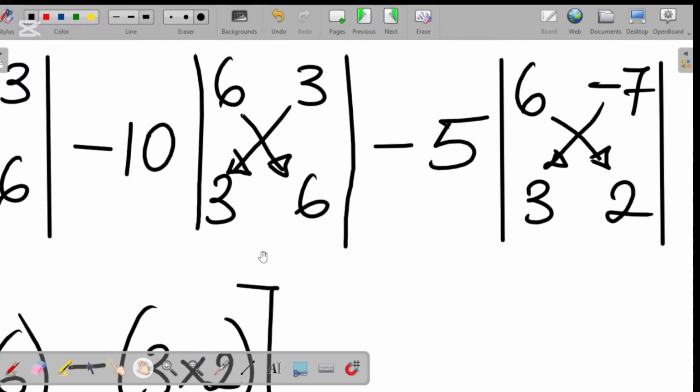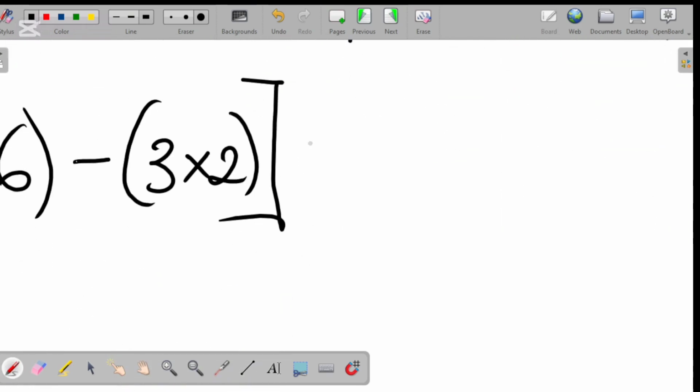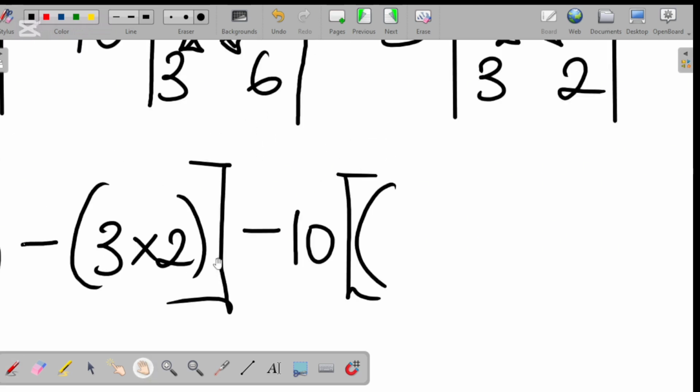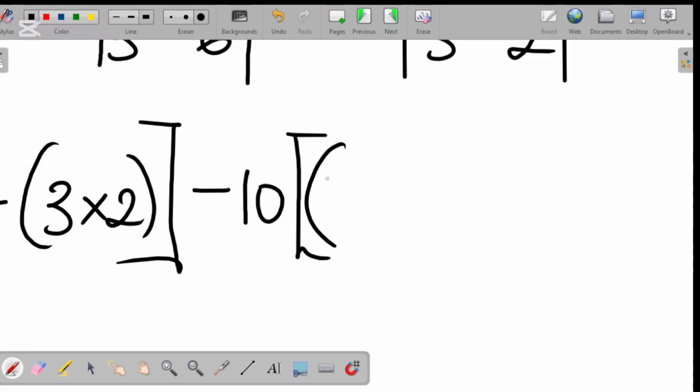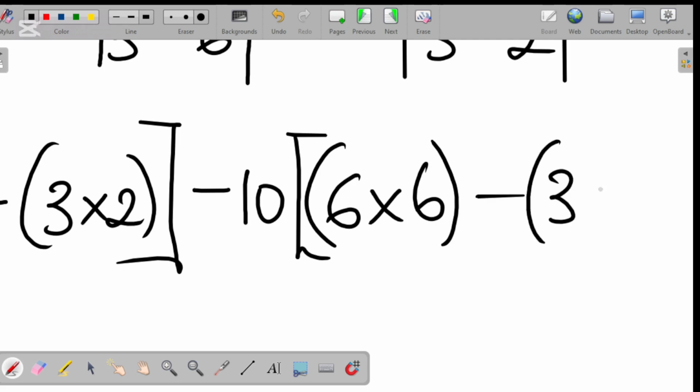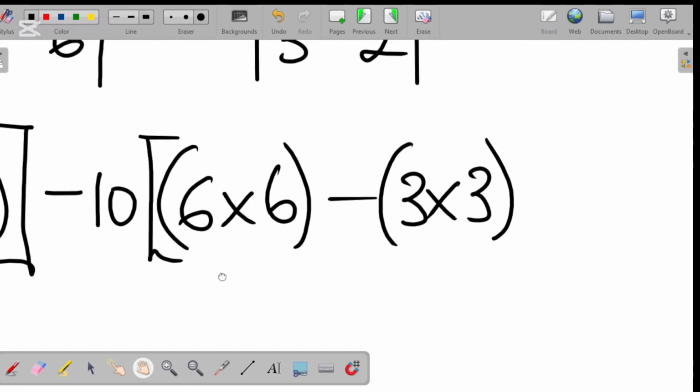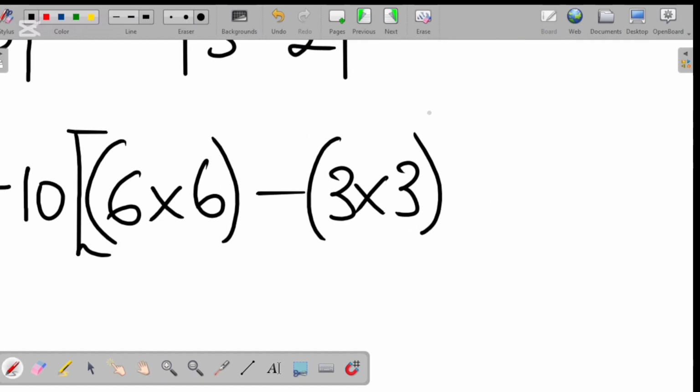So we have here negative 10. So let's write negative 10. You open your bracket. 6 will multiply 6. And then 3 will multiply 3. So 6 multiplied by 6 minus 3 multiplied by 3. And then you close your bracket.